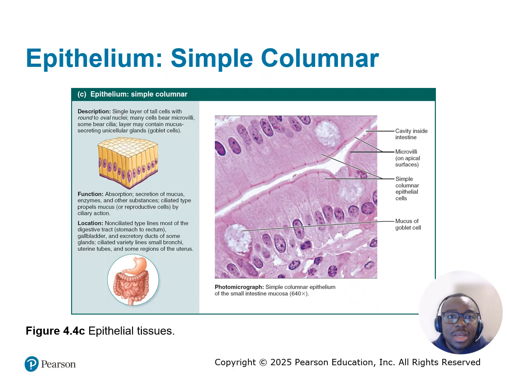Ciliated columnar epithelial cells move mucus or reproductive cells by ciliary action. In terms of location, non-ciliated columnar epithelium lines most of the digestive tract, from the stomach to the rectum. Non-ciliated columnar epithelium also lines the gallbladder and excretory ducts of some glands. Ciliated columnar epithelium lines the small bronchi, uterine tubes, and some regions of the uterus.